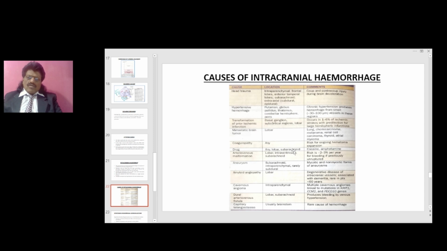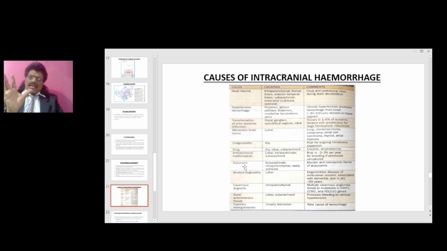So drugs, any lobar or subarachnoid, usually cocaine and amphetamine causes. Arteriovenous malformation will be lobar, intraventricular or subarachnoid. Risk is 2 to 3% per year for bleeding if previously unruptured. Arteriovenous malformation means there is a direct communication between the artery and the vein. So there is no intervening arteriole, capillary and venule. So it is easy for it to rupture and cause hemorrhage.